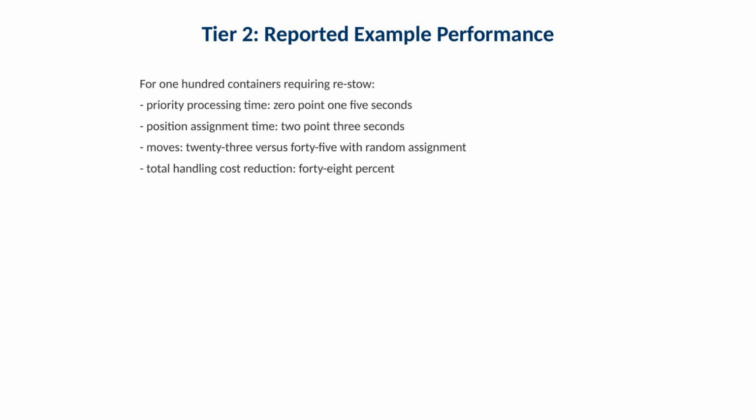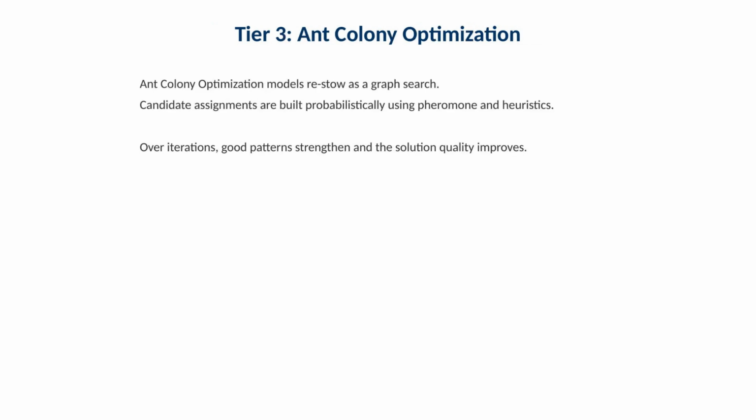For 100 containers requiring re-stow, the example reports priority processing time of 0.15 seconds and position assignment time of 2.3 seconds. It reports a movement plan with 23 moves compared to 45 moves with random assignment, corresponding to a 48% handling cost reduction. Tier 3 uses ant colony optimization.